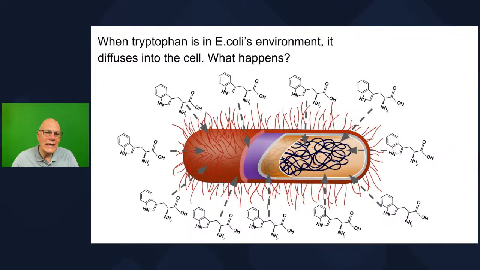If you were to eat a turkey sandwich, turkey is protein, it's muscle tissue. It's relatively high in tryptophan. Then this would be an E. coli situation. It would be in your gut, surrounded by tryptophan, and that tryptophan would be diffusing into the cell because things diffuse from high concentration to low concentration.